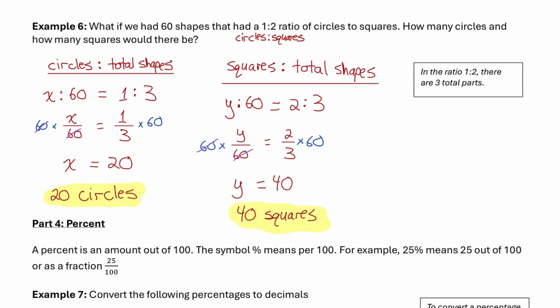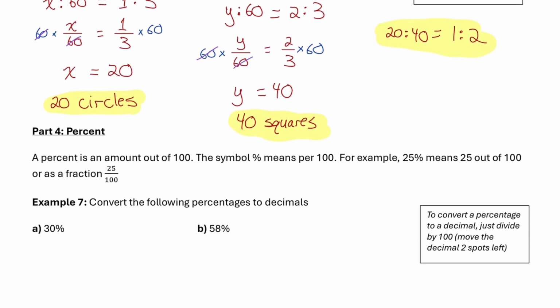And hopefully you can see that this is the right answer. If we have 20 circles and 40 squares, that ratio of 20 to 40 is equal to the ratio of circles to squares the question gave us, the 1-to-2 ratio. Right? If I divided both the numbers in that ratio by 20, I would get 1-to-2. So those ratios are equal.